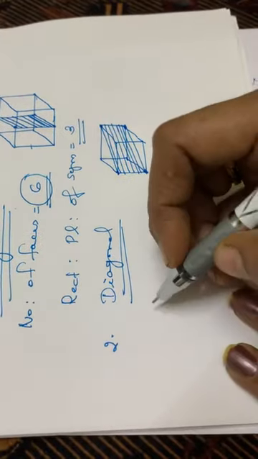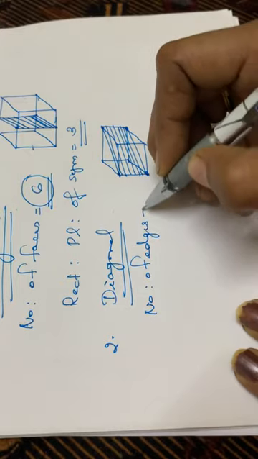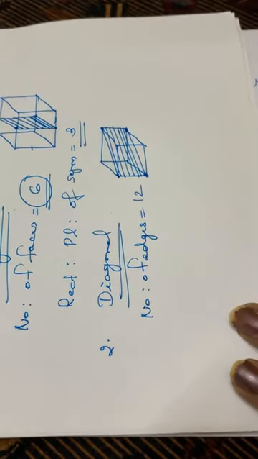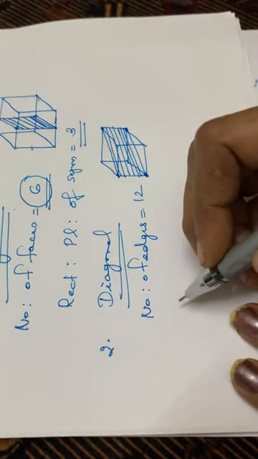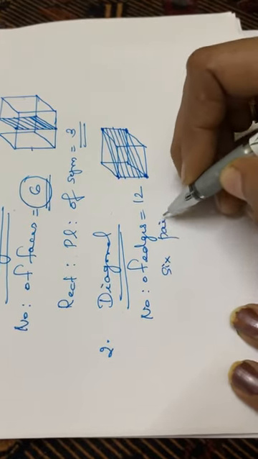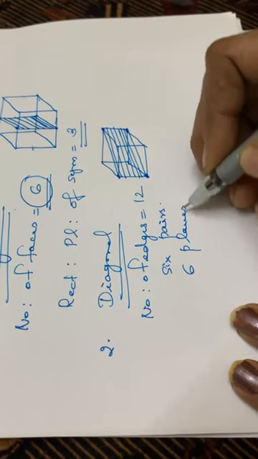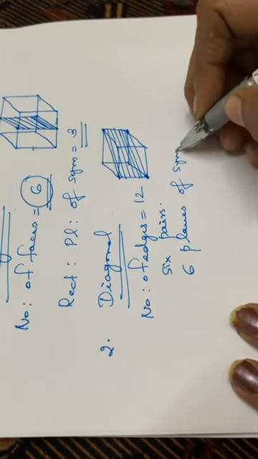This cube has got number of edges equal to 12. So cutting the 12 edges means how many pairs will be there? 6 pairs will be there, isn't it? 6 pairs. That means 6 diagonal planes of symmetry will be there for this particular cube.